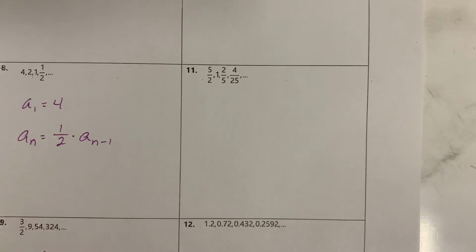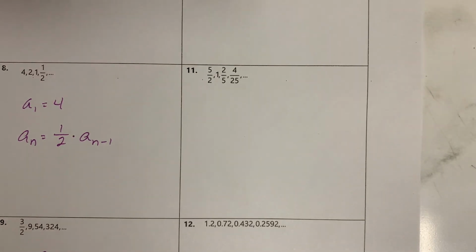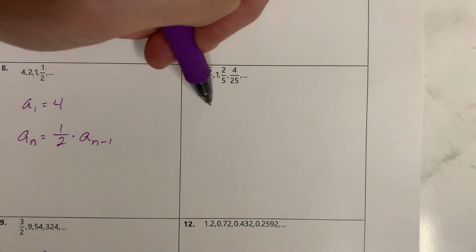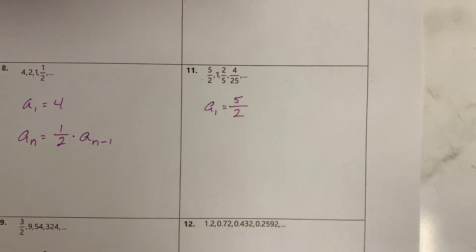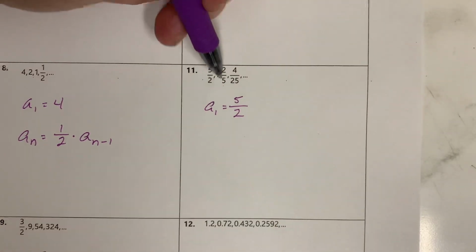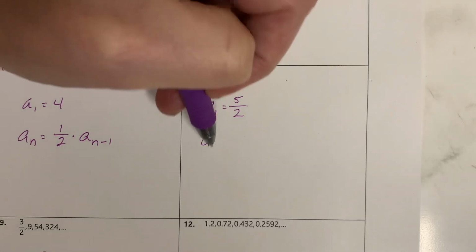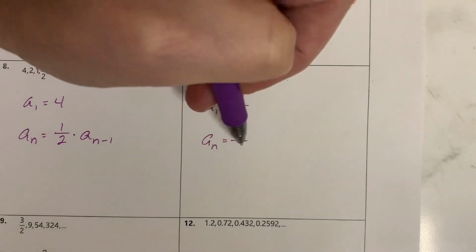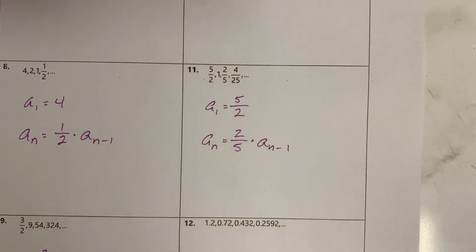Okay, for number 11, 5/2, 1, 2/5, 4/25. The first term is definitely 5/2, and it looks like the common ratio, 2/5 divided by 1, would be 2/5. So a sub n is equal to 2/5 times a sub n minus 1, the previous term. And that is your recursive sequence for that one.